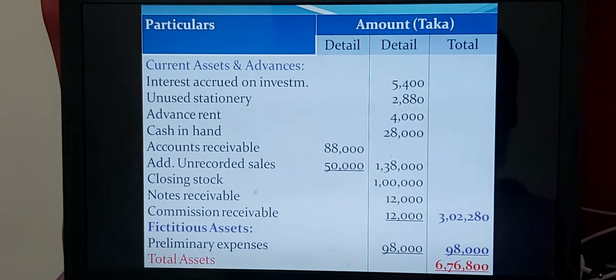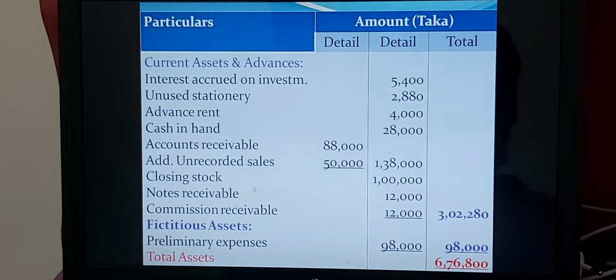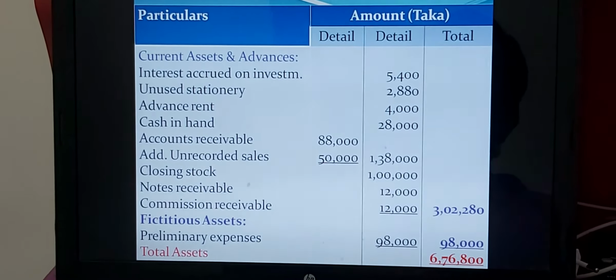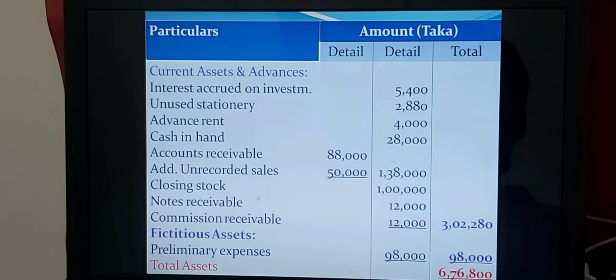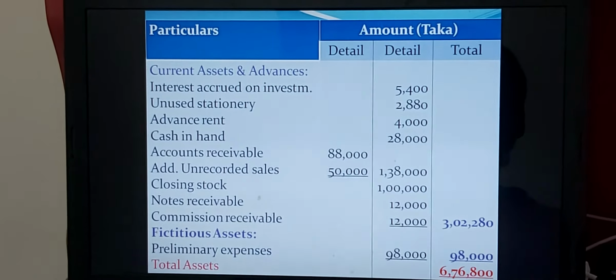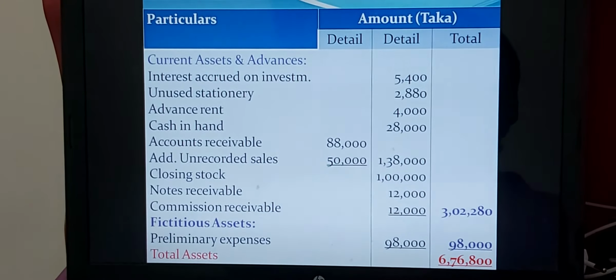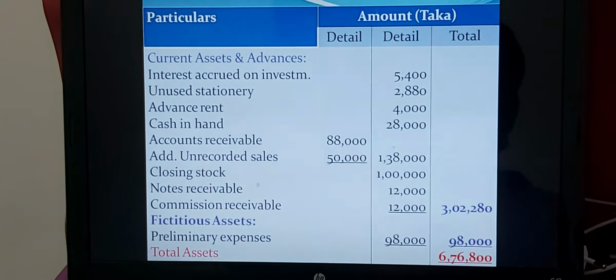Advanced rent. This item is available in trial balance. Second item, advanced rent, taka 4,000 in middle column. Cash in hand. This is the best liquid asset in all business, cash in hand. So it is a current asset, 28,000 in middle column. You have to write.